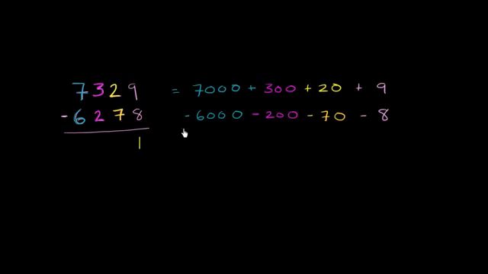And what we've already done is said, hey, look, subtracting 8 from 9, that's just going to be 1. But then we got over here and we said, hey, how are we going to subtract 70 from 20? And the key here is to regroup some of the value up here and give it to the tens place so that we can subtract 70 from it.